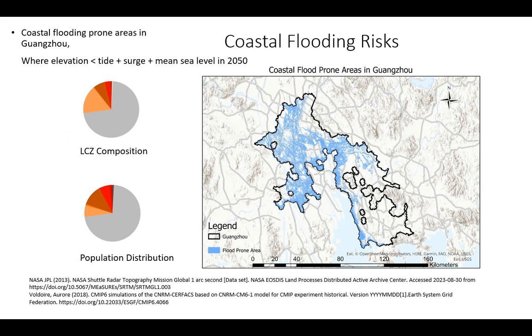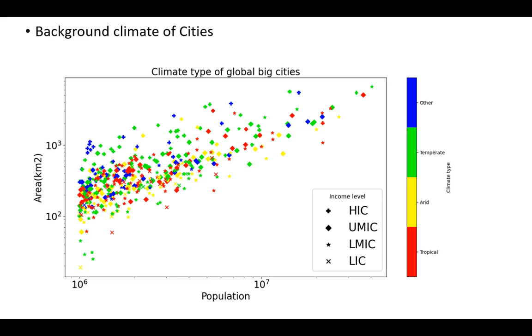And we also do the analysis for coastal flooding. Coastal flooding is analyzed by using the elevation data, future sea level data, and the surge and tide data. So we do a similar analysis: how much compact LCD area is influenced and how many people are in here.